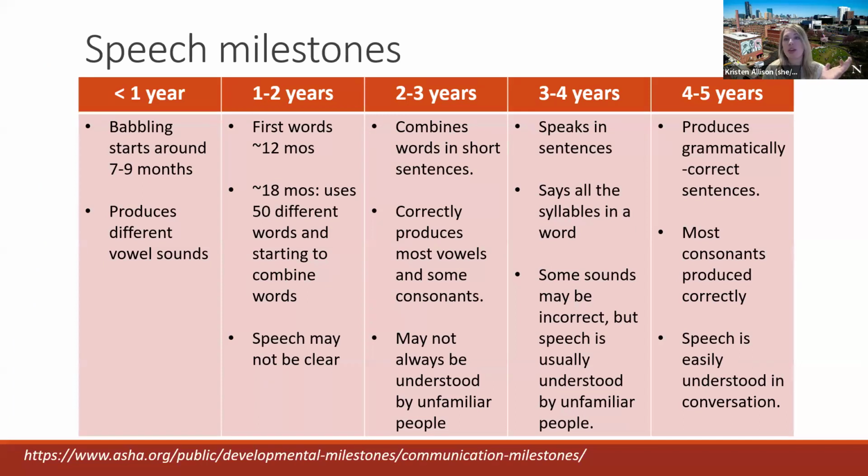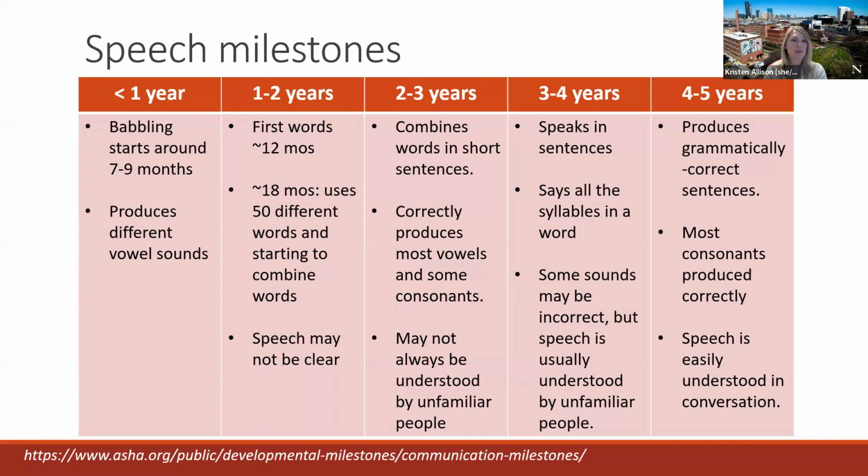Okay, so even though SLPs are the ones who make these diagnoses, it's important for parents and all professionals working with children to know important developmental milestones in speech development in order to make appropriate referrals to SLPs. So this is a chart that reviews some major speech milestones. Babbling typically starts around 7 to 9 months of age, and children are able to produce a variety of different vowel sounds and some consonant sounds.